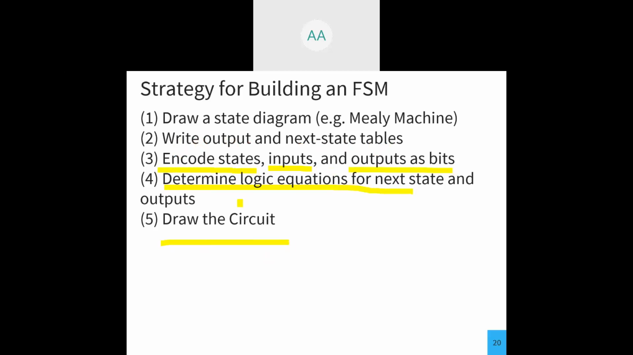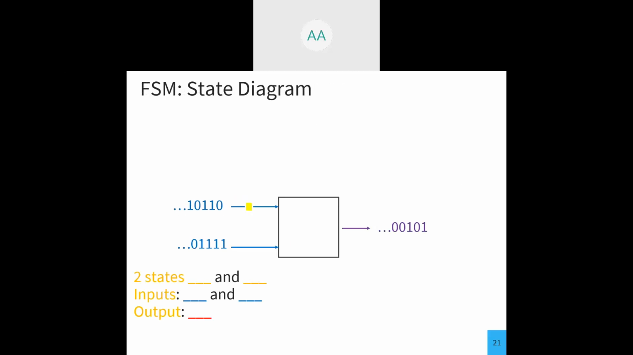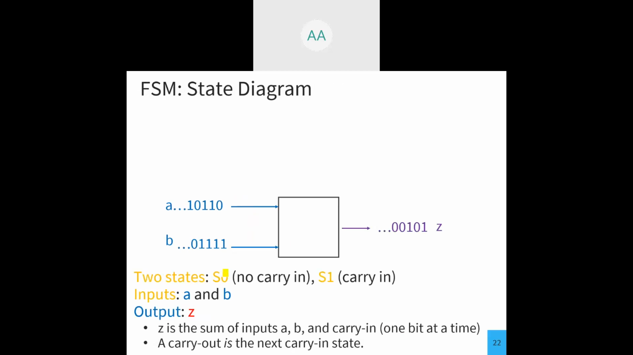So how many states? There are actually 2 states: one for there is no carry in, the other for there is a carry in. We have 2 inputs A and B, and the output is Z. Z is the sum of the inputs A and B and the carry in, 1 bit at a time. The carry out is the next carry in state.